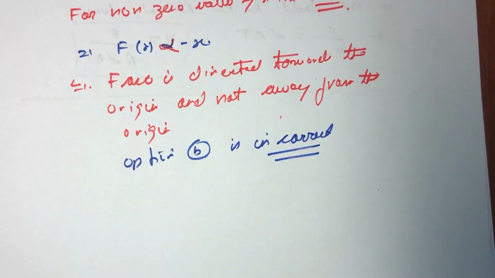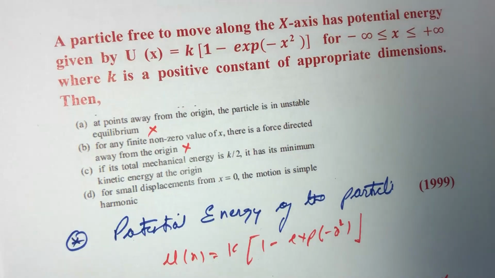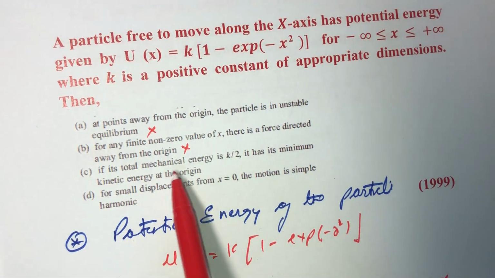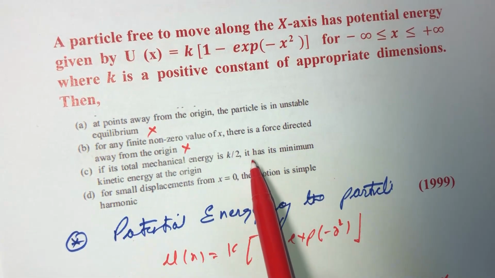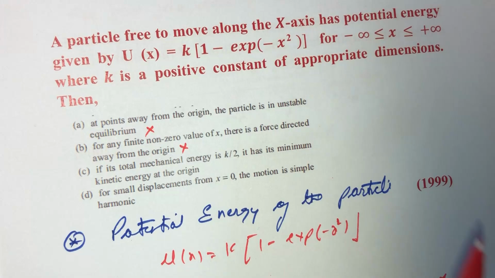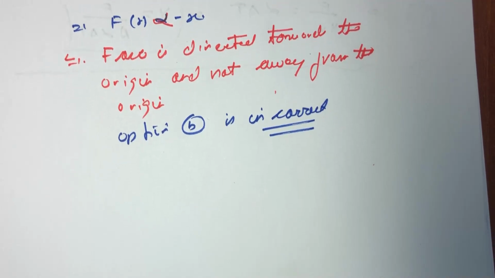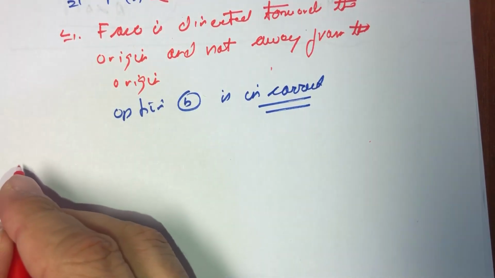Next, option C. It is asked that we have to find the energy. It says that if the total mechanical energy is k by 2, then the particle has its minimum kinetic energy at the origin. So we have to find what the value of kinetic energy will be and at what position it will be minimum. So let us try option C.